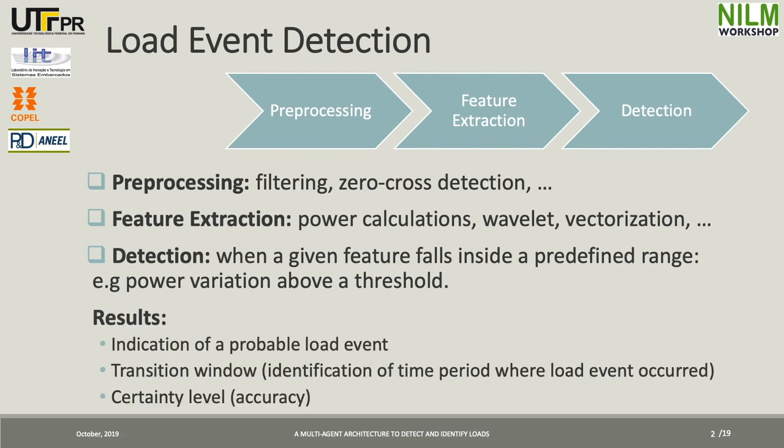The result provided by a load event detection agent is three things. We have first an indication of a probable event, so we just say at this moment in time there's likely to be an event. There is a transition window, which is a window in time in which the likely event occurred, and finally a certainty level: how certain that agent is that an event occurred.